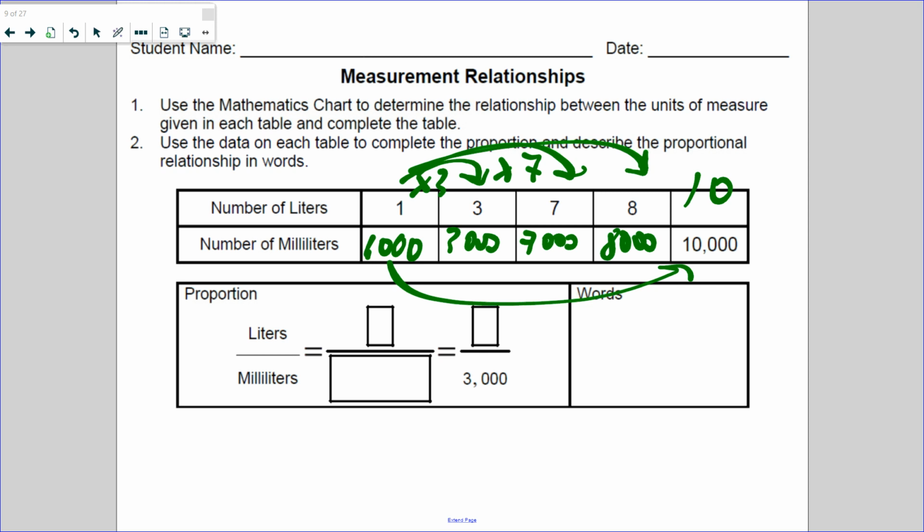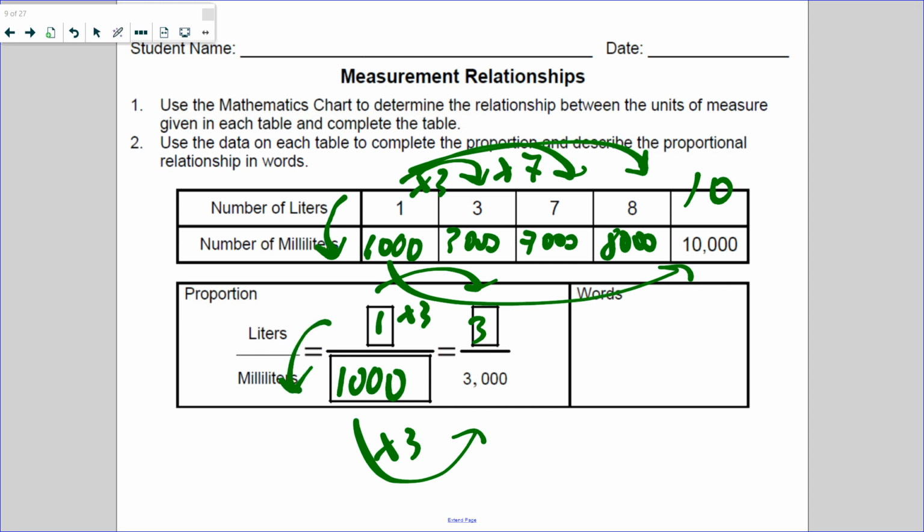Another way you can do it is you can look at an up and down relationship. How do you turn 1 liter to 1,000, 3 liters to 3,000, 7 to 7,000? You times it by 1,000. So let's look at proportion. Every liter, there are 1,000 milliliters. So what's the relationship from 1,000 to 3,000? Times 3. That's called the scale factor. So in words, there's 1 liter for every 1,000 milliliters. You could also see an up and down relationship because some people prefer that. How do you turn 1 to 1,000? Times 1,000.